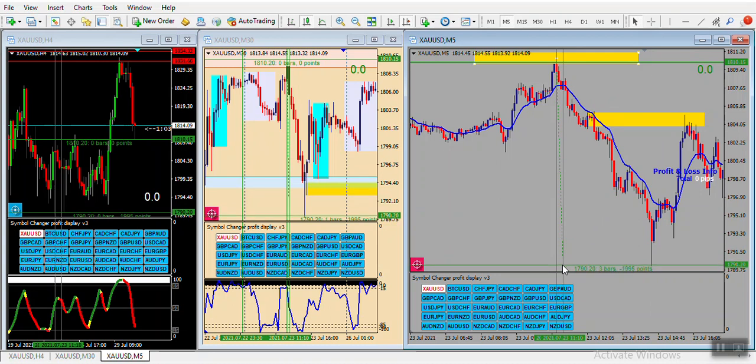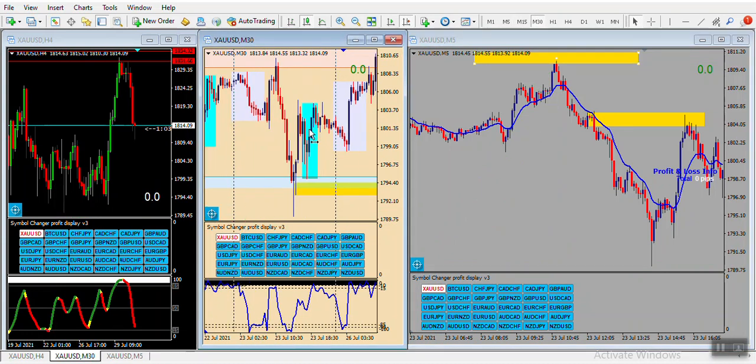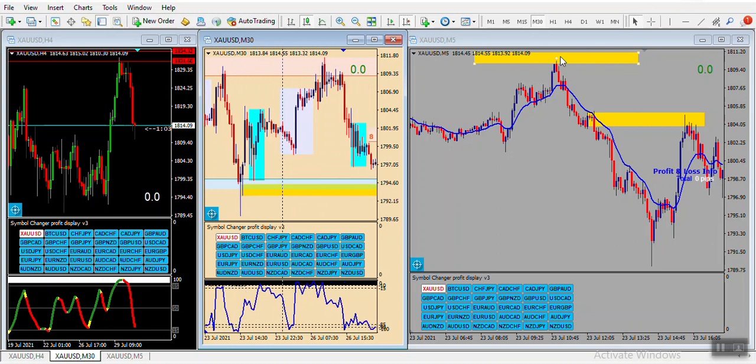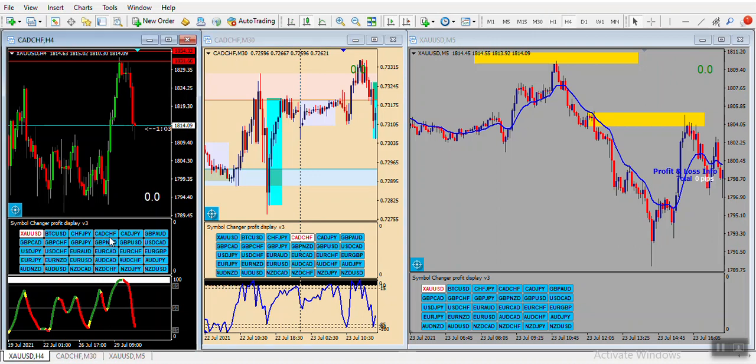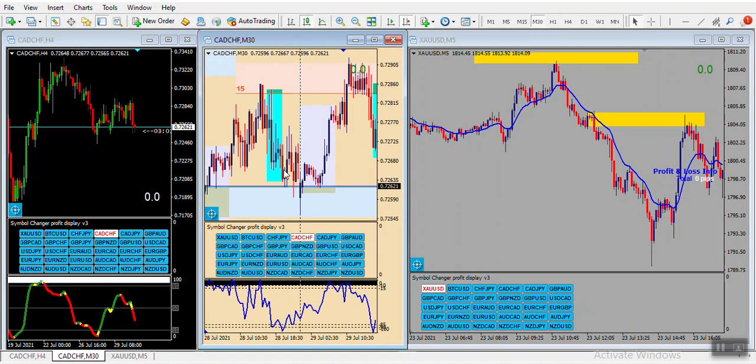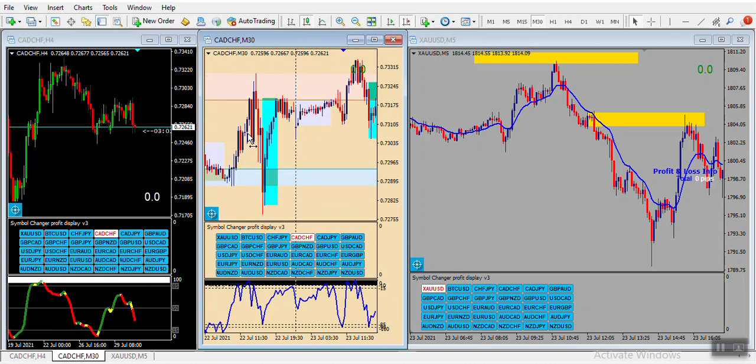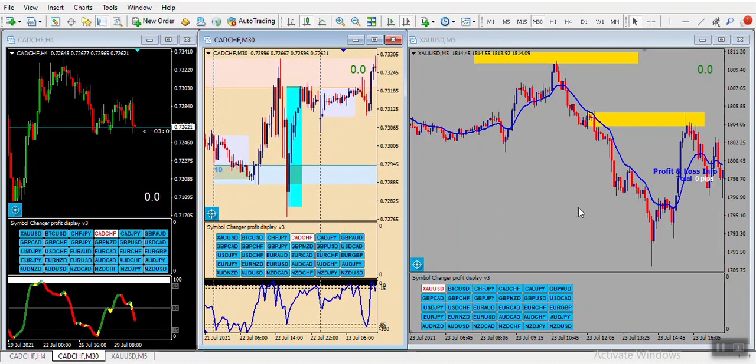That is 200 pips, right? That is for another sell. Let me check if I can see another buy, a buy setup. Let's look at GBP AUD. GBP AUD, or let me use CAD CHF on the 22nd. I think there was a setup on CAD CHF on the 22nd of July here. CAD CHF.